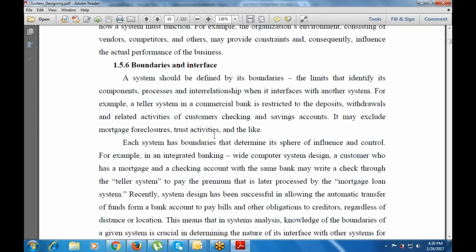Now, every system has boundaries that determine its sphere of influence and control. For example, in an integrated banking-wide computer design, a customer that has a mortgage and a checking account with the same bank may write a check through the teller system to pay the premium that is later processed by the mortgage loan system. What is the mortgage loan system? That is a boundary used over here.